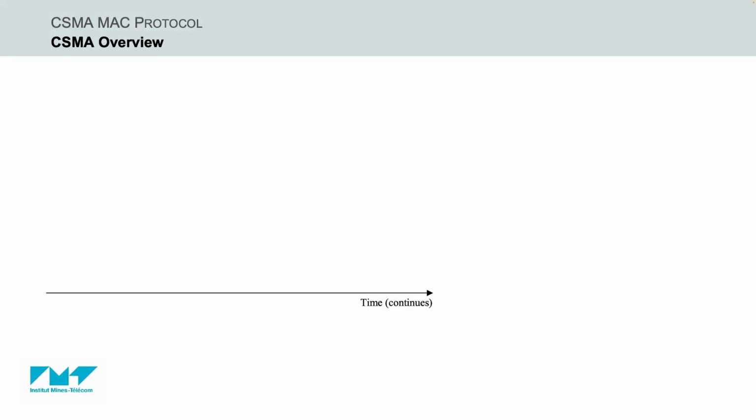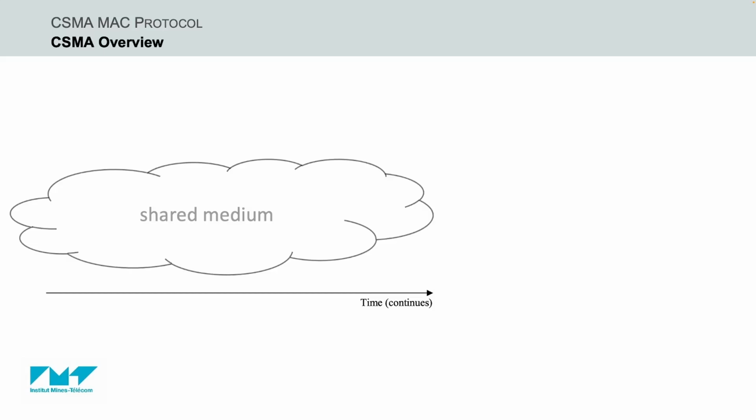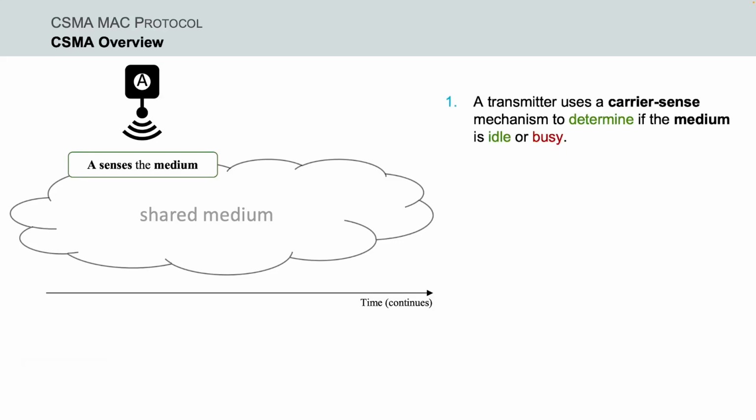To minimize the probability of collision and therefore to improve the overall performance of the network, the CSMA method was developed. The chance of collision can be reduced if a node senses the shared transmission medium before initiating a transmission. Let's assume that the time is continuous and that our communication medium is the air in this example. Unlike the Aloha-based protocols, under CSMA, a transmitting node uses a carrier sense mechanism to sense the shared transmission medium to determine if it is in idle or in busy state.